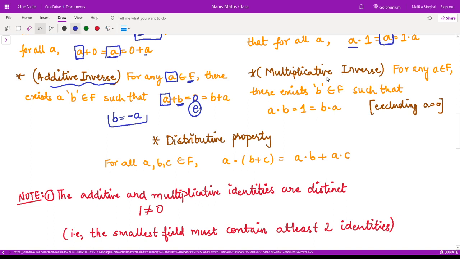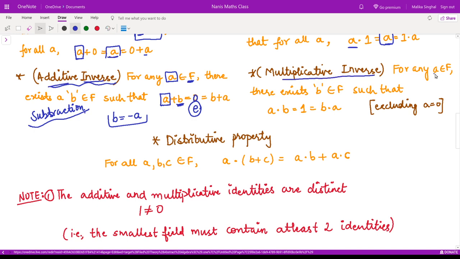Then what is the multiplicative inverse? Here basically the additive inverse means subtraction, but in terms of notation we don't use the word subtraction. We use the word additive inverse in place of subtraction. Likewise, here in place of division, we have the multiplicative inverse.